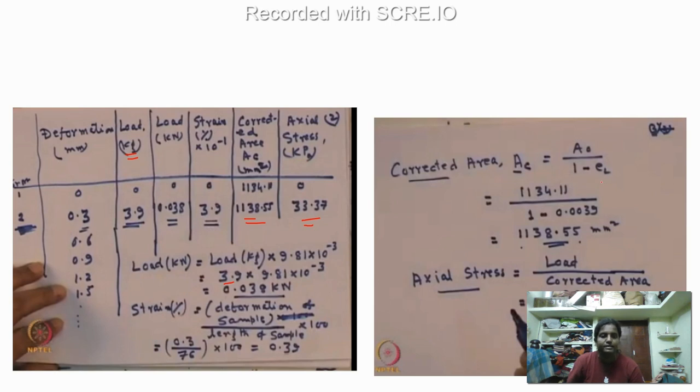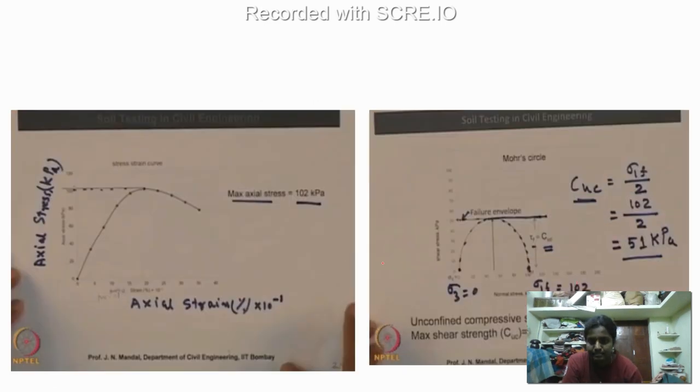Your corrected area is nothing but A naught by 1 minus strain percentage. This value is in percentage, so 0.0039 will give you the corrected area. This load divided by corrected area will give you the stress. So you will be able to plot a graph, axial strain versus axial stress.